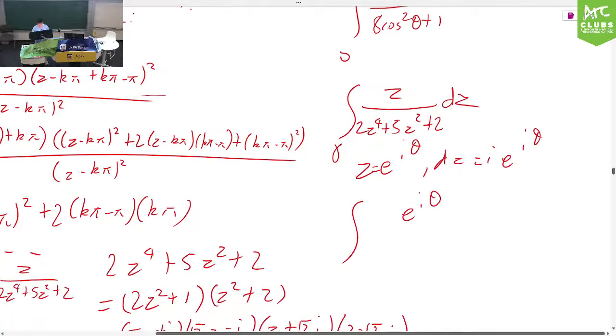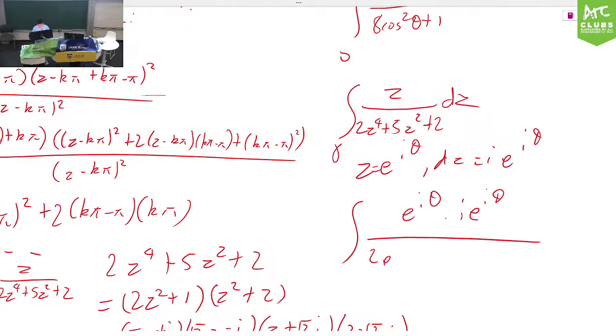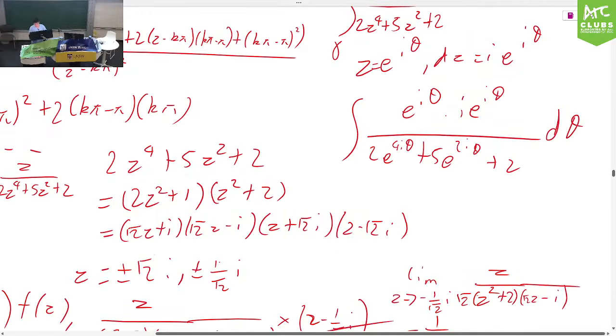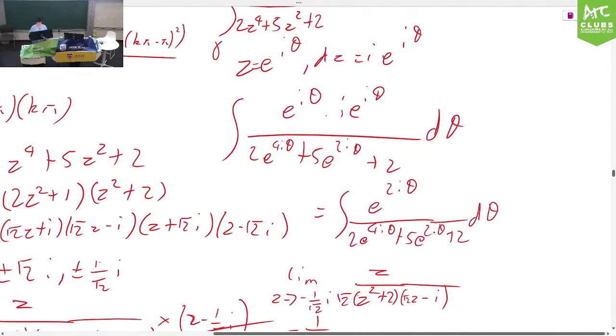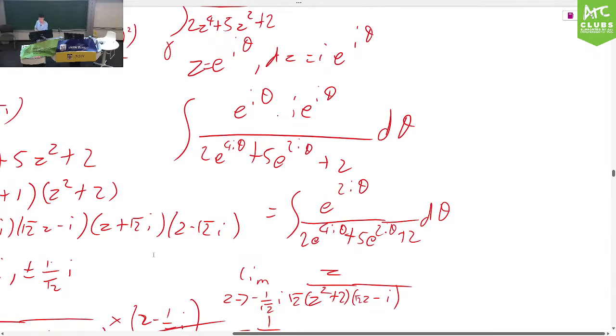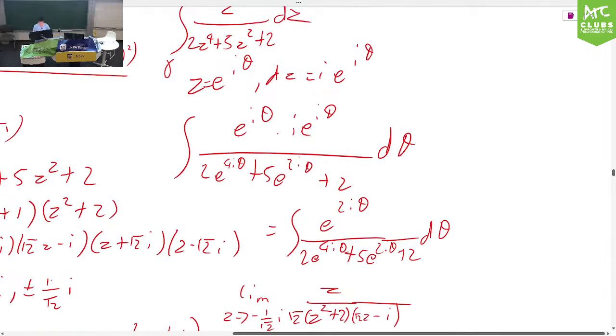Let's see what happens. So i e to the i theta dz, 2 e to the i theta plus 5 e to the 2i theta. See what happens. It didn't really do much simplification. Oh, sorry, I forgot to say the bounds. Obviously when you go 0 to 2 pi, that's a 360. So those are your bounds.